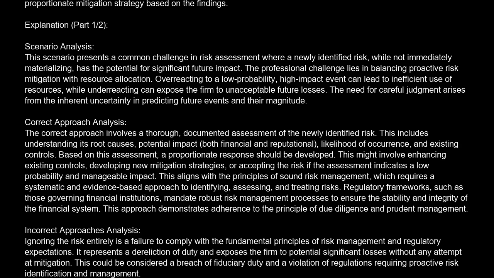Regulatory frameworks, such as those governing financial institutions, mandate robust risk management processes to ensure the stability and integrity of the financial system. This approach demonstrates adherence to the principle of due diligence and prudent management. Incorrect approaches analysis. Ignoring the risk entirely is a failure to comply with the fundamental principles of risk management and regulatory expectations. It represents a dereliction of duty and exposes the firm to potential significant losses without any attempt at mitigation.